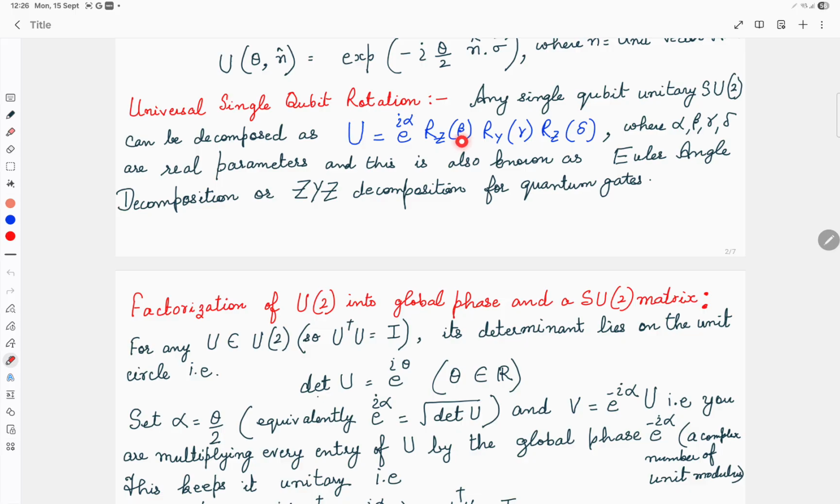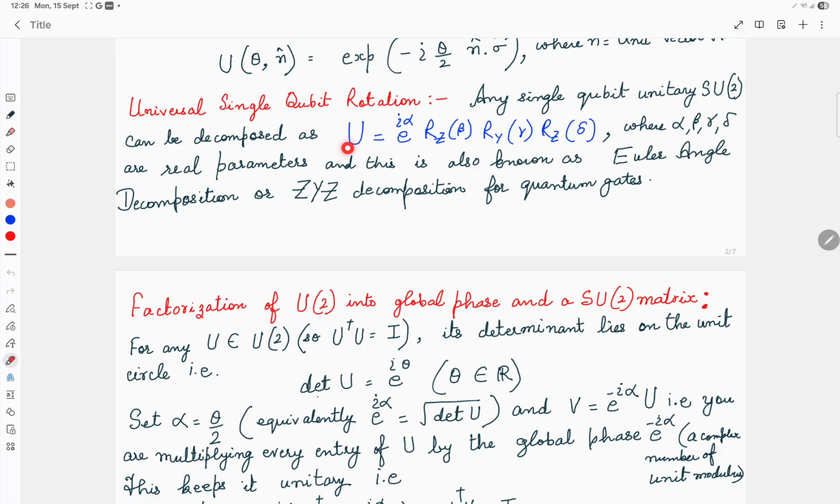So when we write the matrix for Rz beta, we write the matrix for Ry gamma and Rz delta, and we calculate the combined matrix. That matrix will fulfill the properties of SU2 matrix. That means this matrix, which results from Rz beta, Ry gamma and Rz delta, will have determinant equal to 1. And of course, the resulting matrix is unitary.